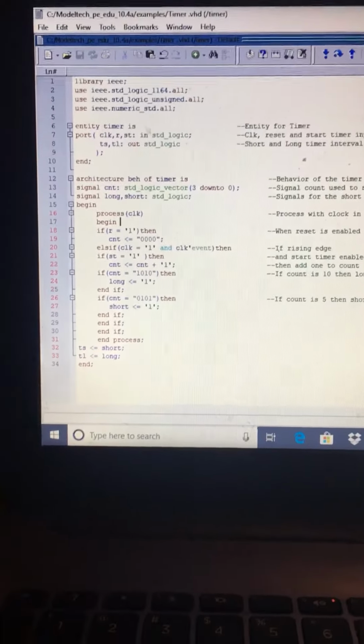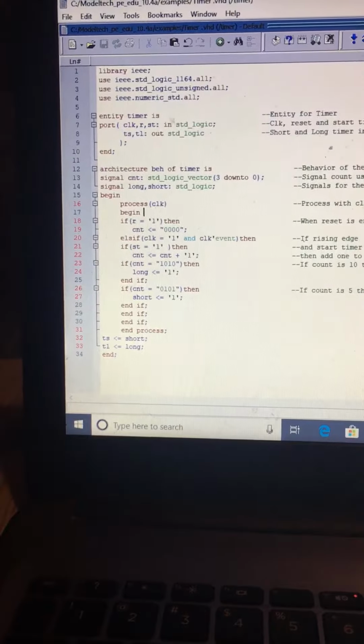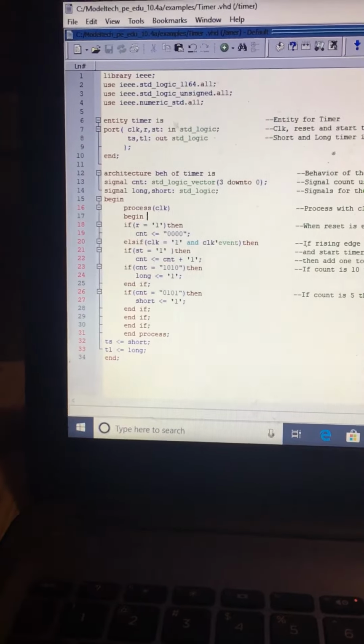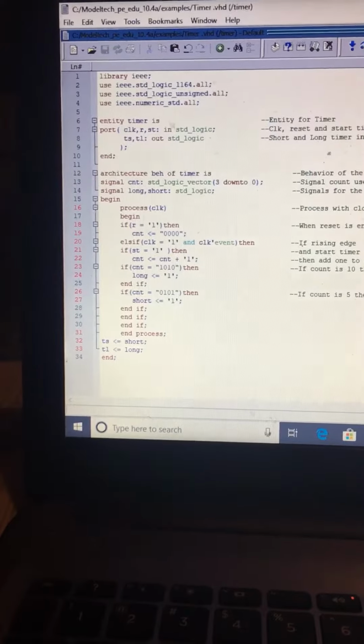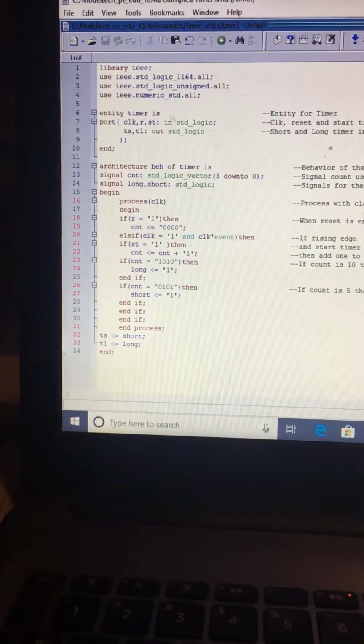In the entity up here, I have clock, reset, and ST, which are one-bit inputs. The ST stands for start timer, so when that is enabled, the timer starts. The outputs are TS and TL, which stand for the short and long time intervals.